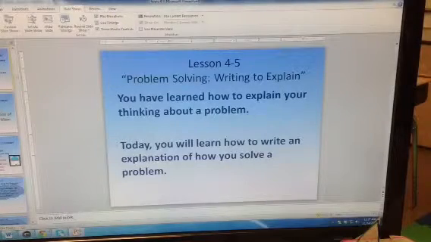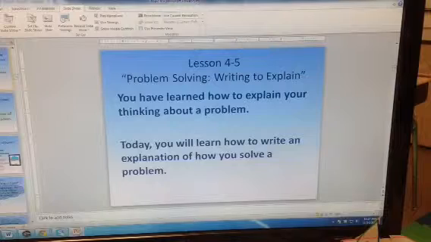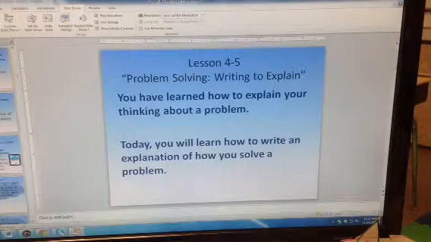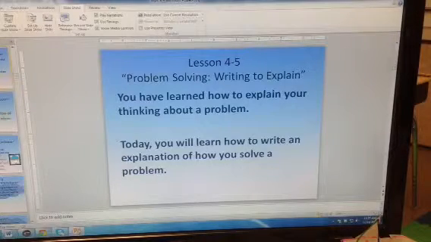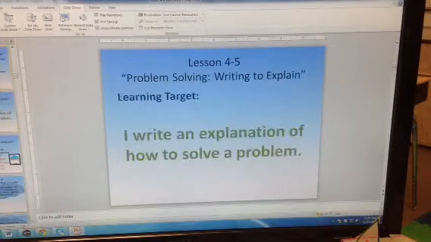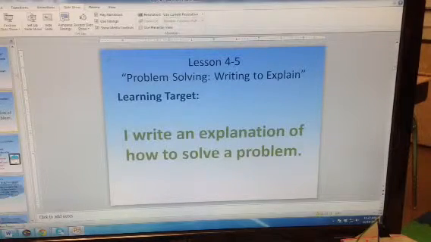Hello, today's learning lesson is lesson 4-5, and it is problem solving, writing to explain. You've learned how to explain your thinking about a problem. Today you'll learn how to write an explanation of how you solved a problem. The learning target: I can write an explanation of how to solve a problem.